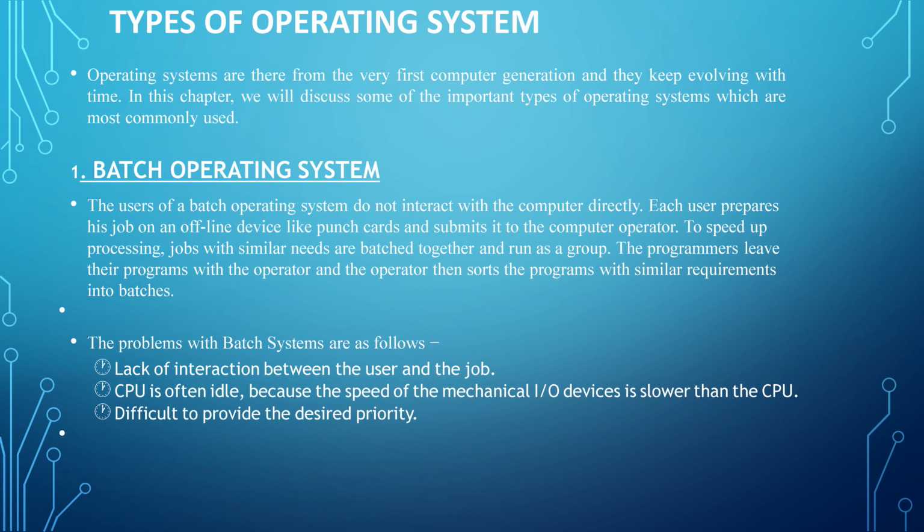The problems with batch systems are as follows: lack of interaction between the user and the job. CPU is often idle because the speed of the mechanical input-output device is slower than the CPU. It's also difficult to provide the desired priority.